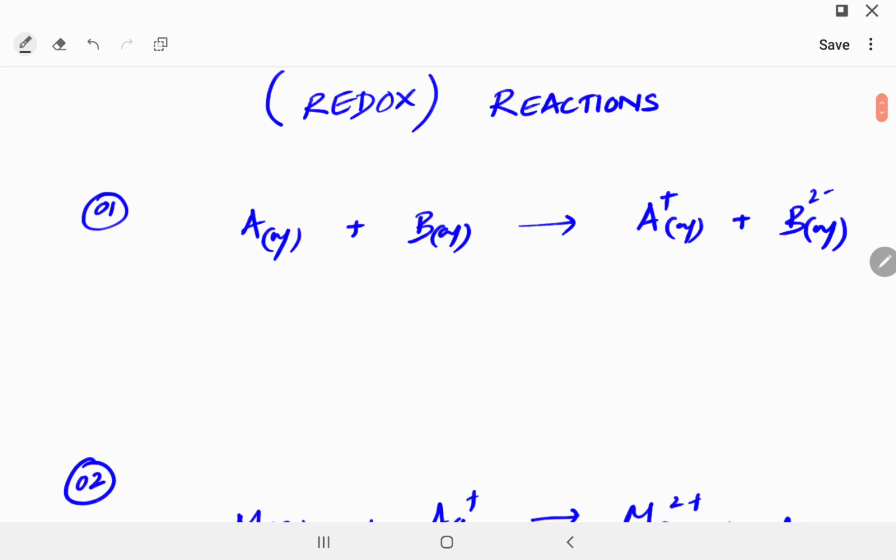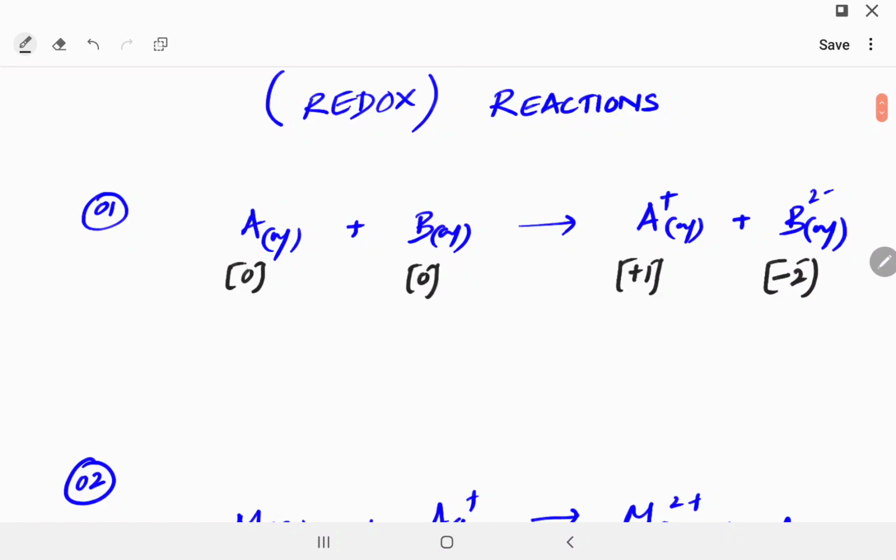So first of all, the first thing that I want to do is write the oxidation numbers for each and every atom that is involved. Okay, so for A, the oxidation number is 0. For B, the oxidation number is 0. A plus, the oxidation number is +1. B2 minus, oxidation number is -2. I just used rule number 1 and 2 in oxidation numbers in order to calculate the oxidation numbers.